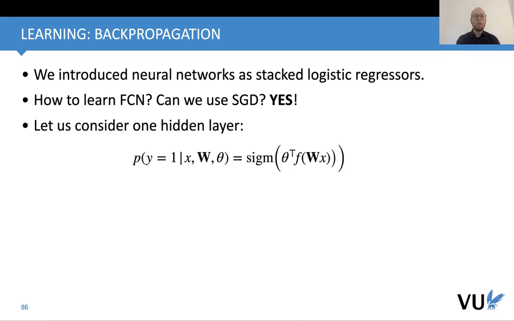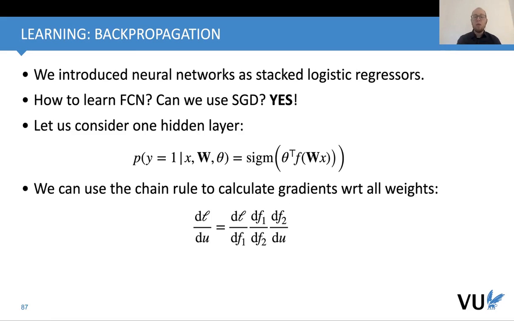So let's consider this one hidden layer in a neural network. So we have one hidden layer with some nonlinearity f inside. What can we do with that? Because now we need to calculate the gradient with respect to w and theta. We can use the chain rule to calculate these gradients. Okay, now what is the chain rule?